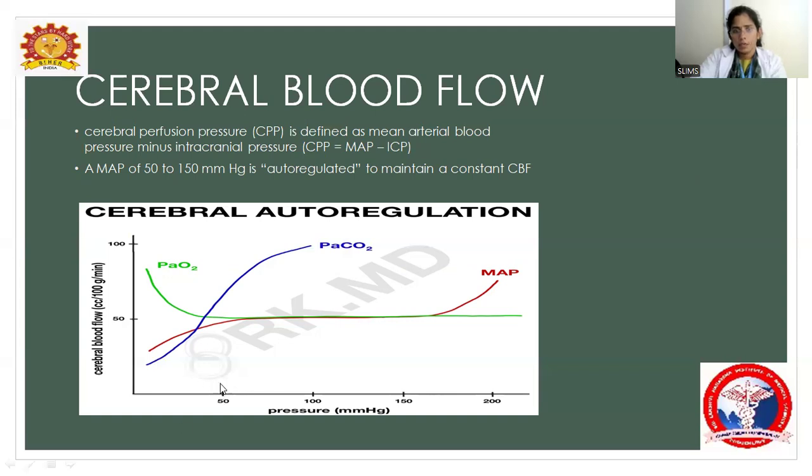Here you can see between 50 and 150 millimeter of mercury, the cerebral blood flow remains constant. When the MAP decreases to less than 50, the cerebral blood flow falls. Also, when the MAP increases to more than 150, the cerebral blood flow will increase, which will result in injury to the brain.